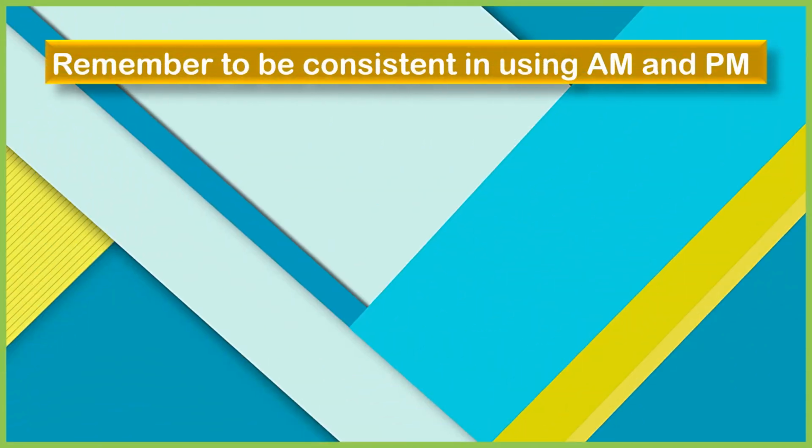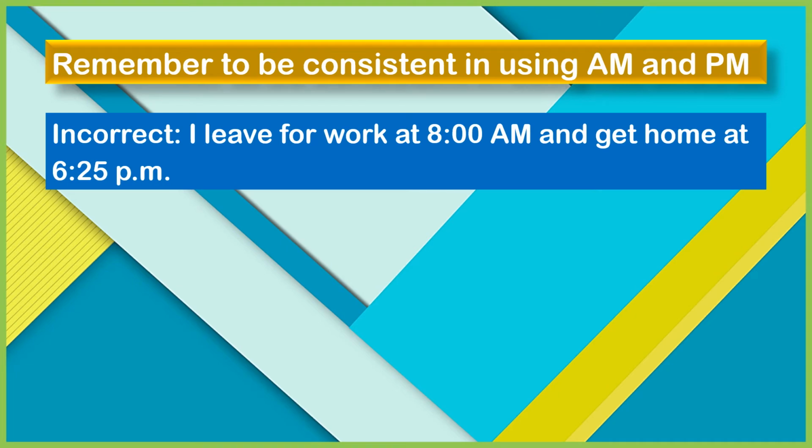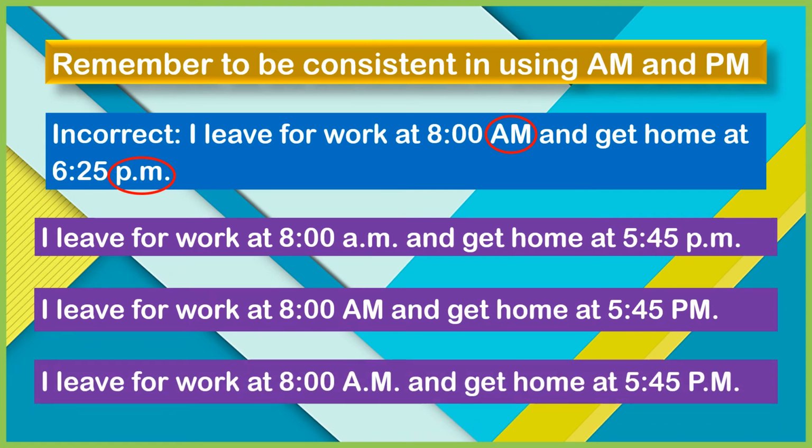In writing AM or PM, remember to be consistent. Observe the sentence. Why is AM and PM inconsistent? Look at how AM and PM are written. The letters A and M are in the upper cases, while PM are in the lower cases with a period after each letter.